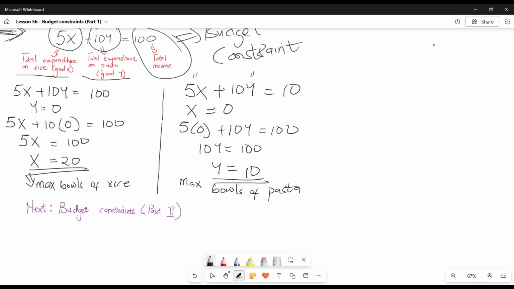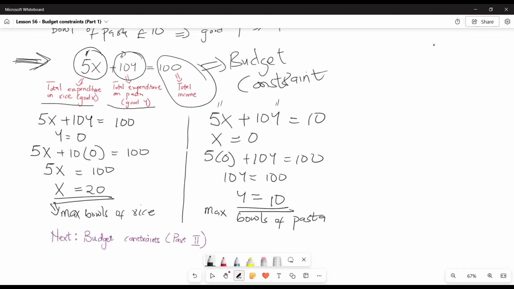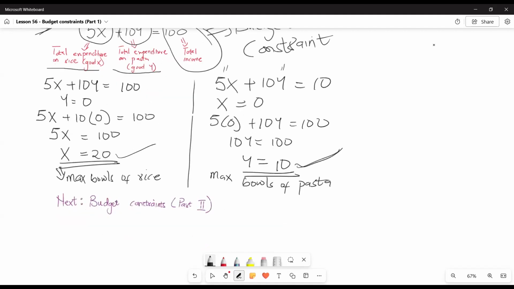If we are to state this in other words, given Ella's income and the prices that she faces, she cannot buy 20 bowls of rice per week as well as some amount of pasta. She also cannot buy 10 bowls of pasta per week as well as something of rice. So if Ella wants to buy a positive amount of both goods, then she has to buy x less than 20 and y less than 10.